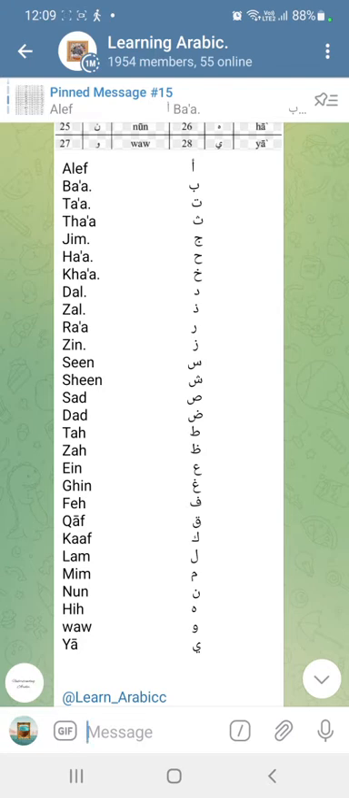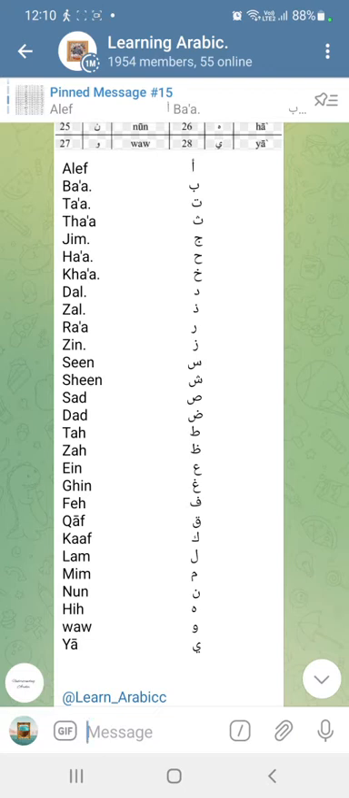So the first one we said, alif, sounds precisely by its own as a. The second one is ba, which sounds as ba, simply equivalent to the letter B. And then we have the letter equivalent to the letter T, which is ta. And then we have tha.